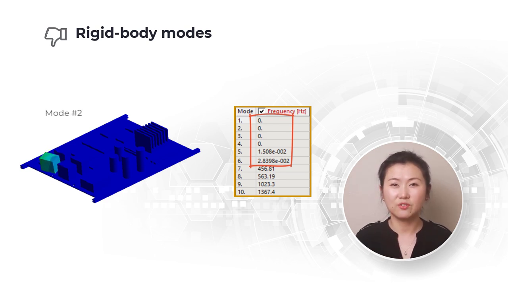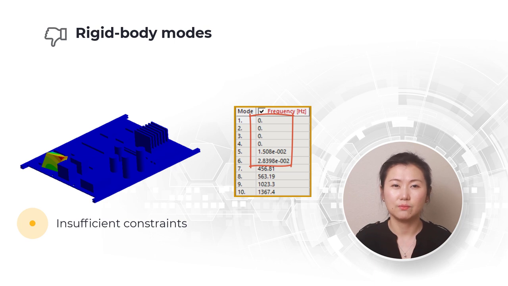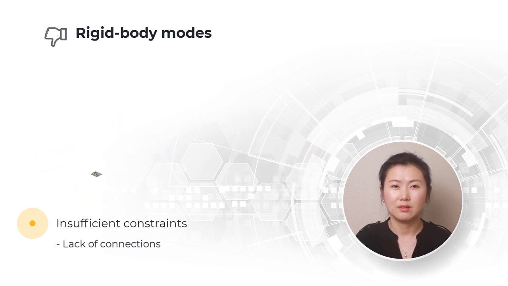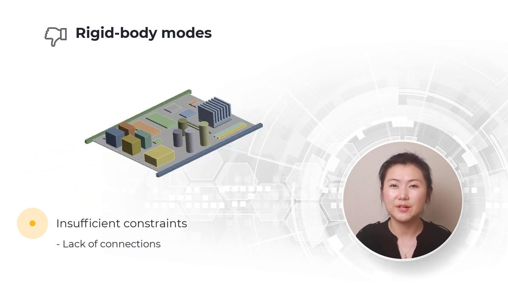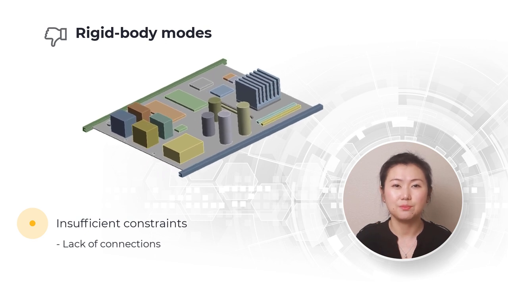It seems all the deformation is localized on one electronic component and is not connected to the rest of the circuit board. Something must be wrong here. Usually, this kind of rigid body mode indicates insufficient constraint to the model. It could be a lack of properly defined connections between different parts that allows those parts to undergo rigid body motion. As we see in the circuit board example, there's no connection between the square component and the board.